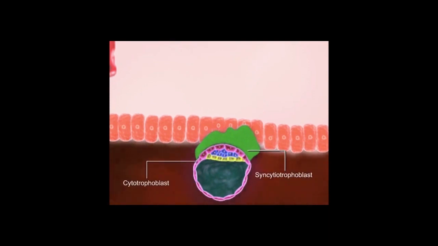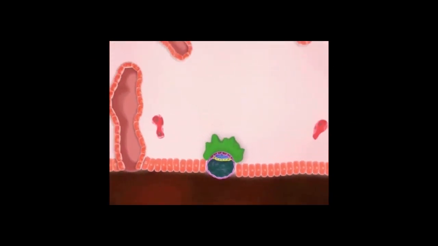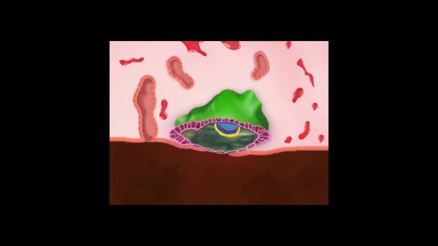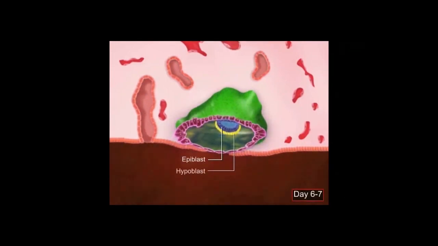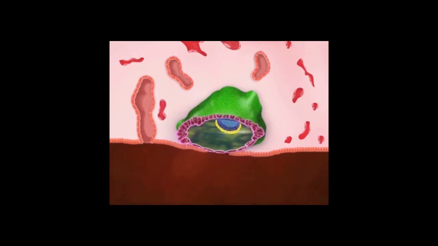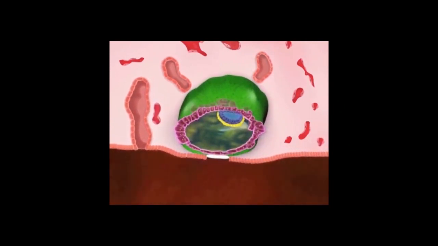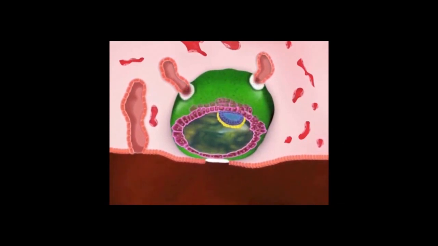Finger-like processes of syncytiotrophoblast penetrate the endometrium and the underlying connective tissue. The syncytiotrophoblast produces enzymes that erode the maternal tissues and enable the blastocyst to burrow through the endometrium. By the end of the first week, the blastocyst is firmly implanted and receives its nourishment from the uterine glands and capillaries. Implantation of the blastocyst is completed during the second week of development.